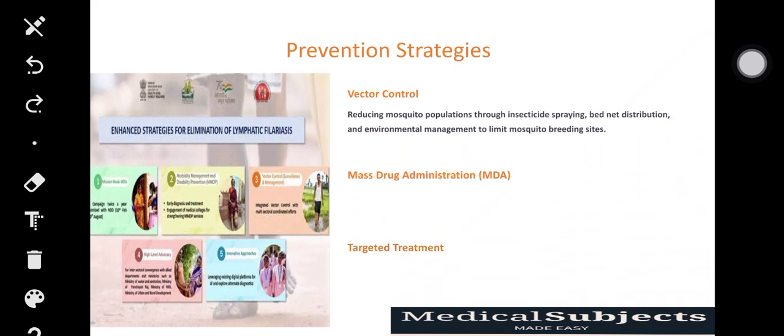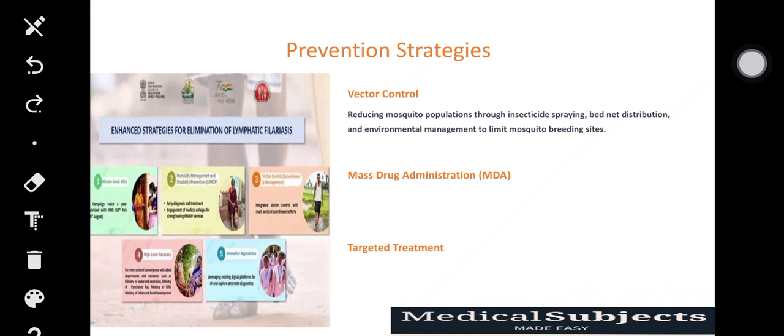Vector control reduces the mosquito population through insecticide spraying, bed net distribution, and environmental management to limit mosquito breeding sites. That is, clear the stagnant polluted water. So drain management has to be done: you need to drain the stagnant, polluted water and keep it flowing. Only then can the mosquitoes not breed. That is the Culex mosquito, which is responsible for Wuchereria bancrofti. They are unable to breed because of the flowing of the water.